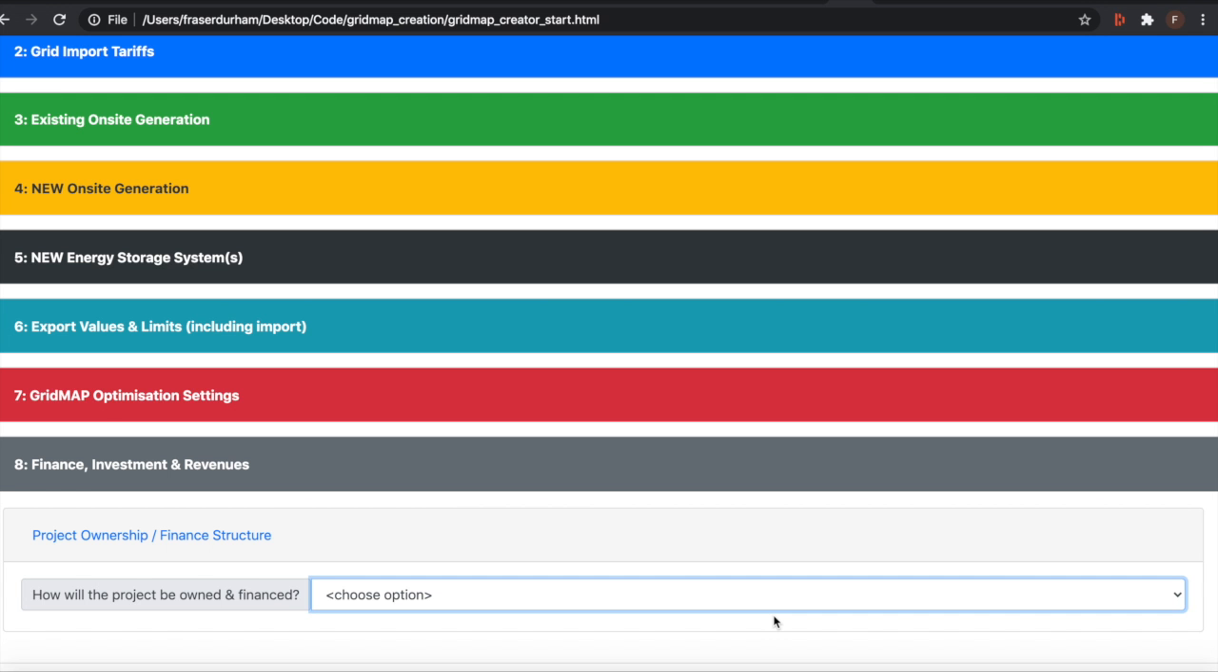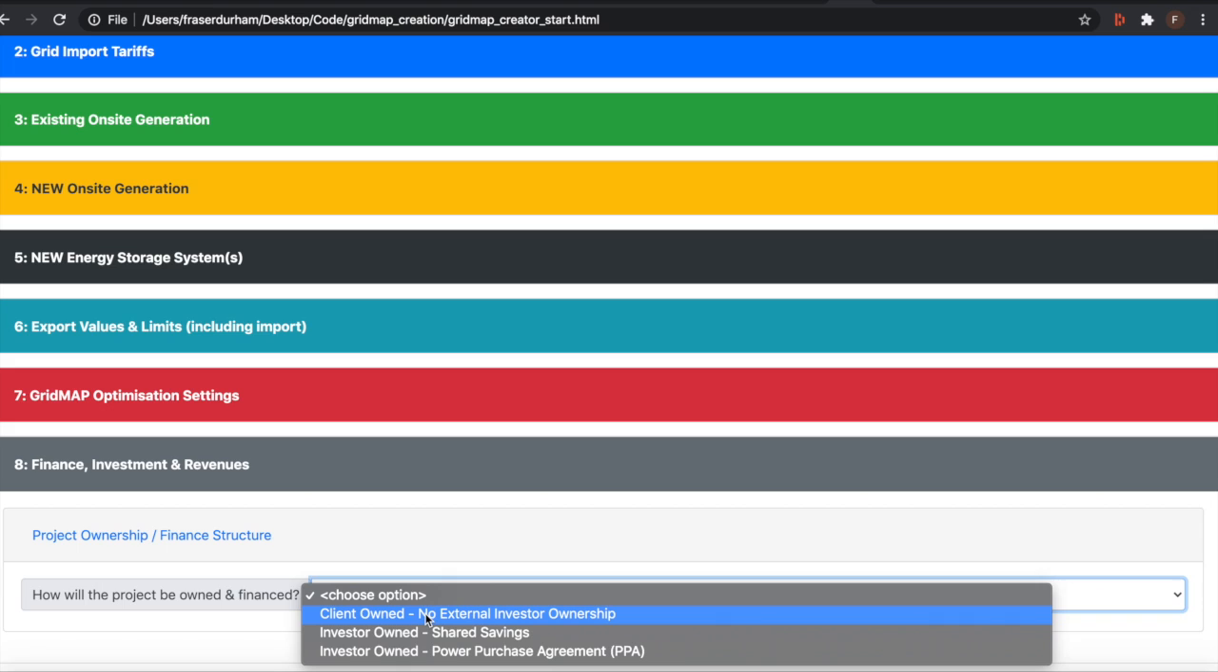So this section is about the ownership structure of the project. Who owns the assets and who gets the money, or a particular part of the money, that comes from the asset investment. So we have three different options. The first option is to be client owned, so that means that there's no investor ownership. It's owned by the project, I suppose the project lead or the business that's setting this up.